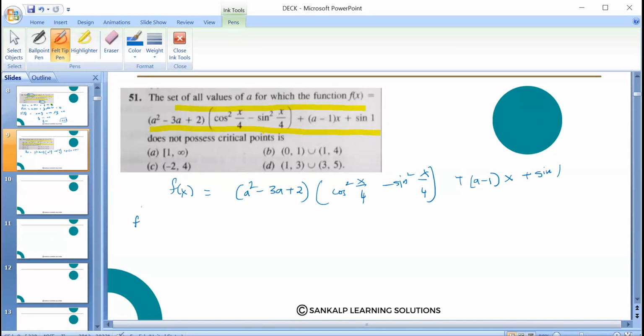For critical point, we have to find f dash x. A square minus 3a plus 2 is a constant. Using chain rule, derivative of x square is 2x.